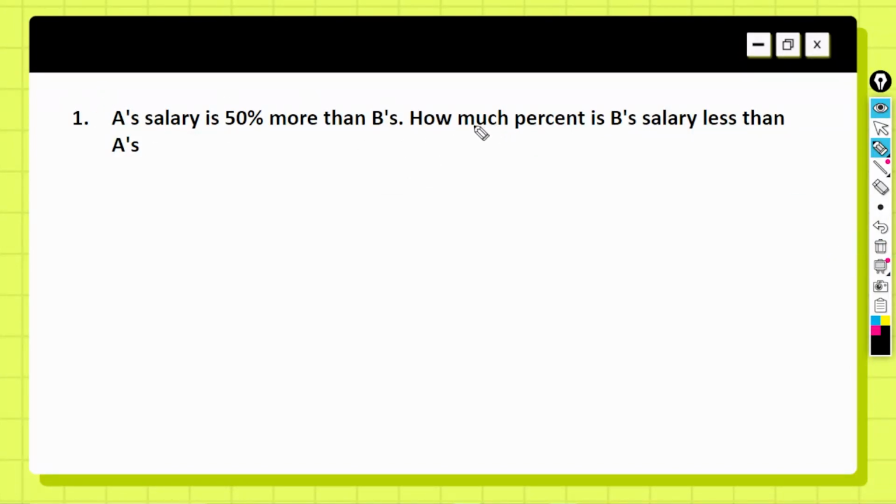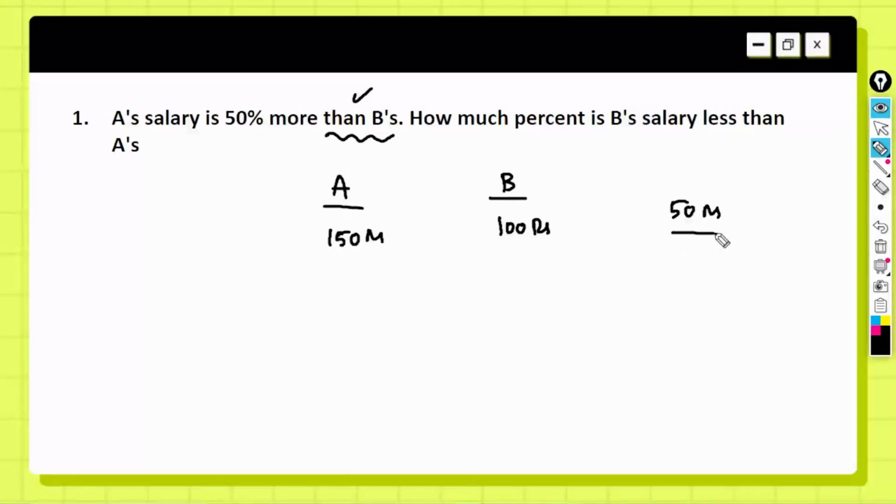Next, in this specific problem, we'll understand what is happening. A's salary is 50% more than B. Here, "than B" is given, so they are comparing with B. Let us assume B's salary to be 100 rupees. A's salary is 50% more, so A's salary will be 150. What is the change in value? It is 50 rupees. A is 50 rupees more than B and B is 50 rupees less than A. So there is no change in the amount value.